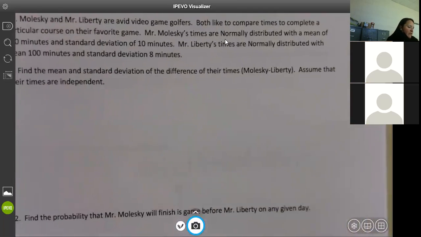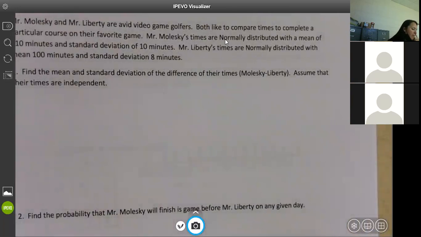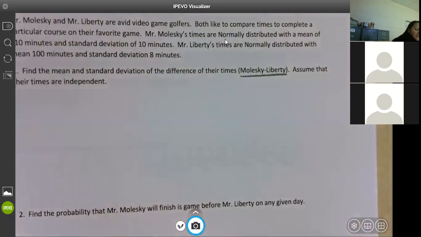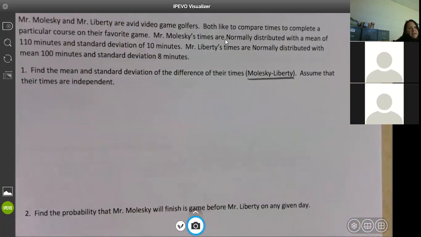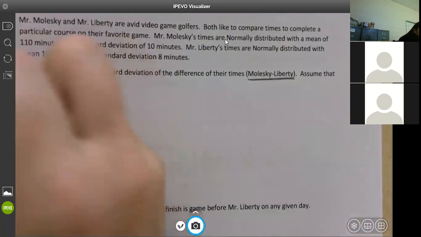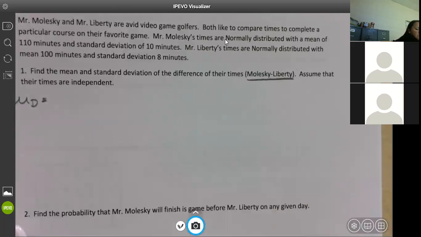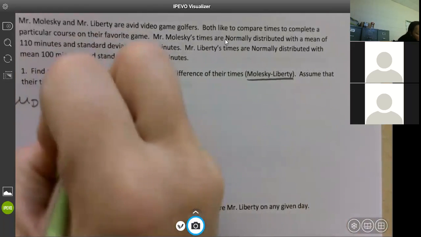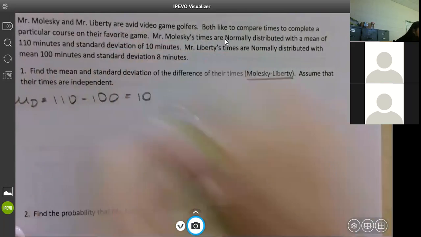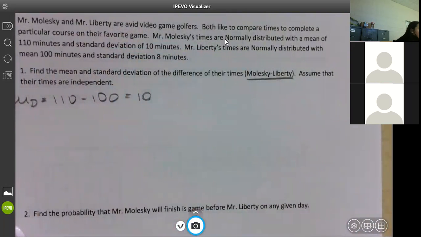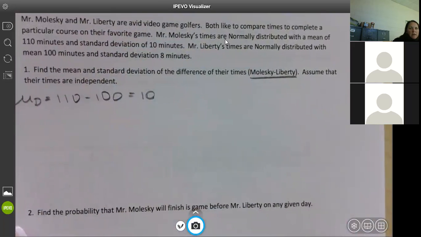Molesky and Liberty are avid video game golfers. Find the mean and standard deviation of the difference of their times. It told you Molesky minus Liberty, assume that their times are independent. Remember, if they're independent, then we can go ahead and find the standard deviation. So the mean of the difference: what are their means? Molesky minus Liberty, 110 minus 100, which gives you 10. It doesn't ask you to interpret, so we're done with that part.